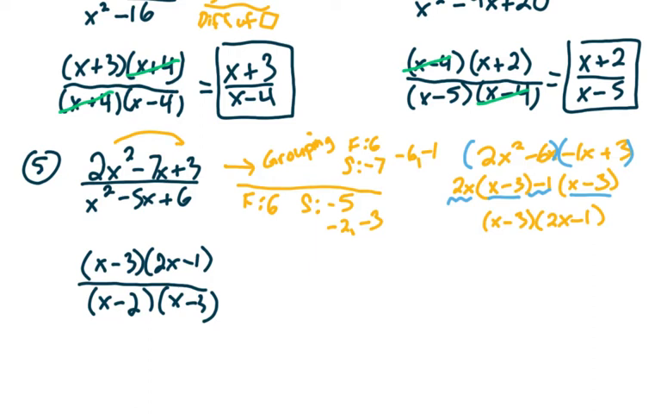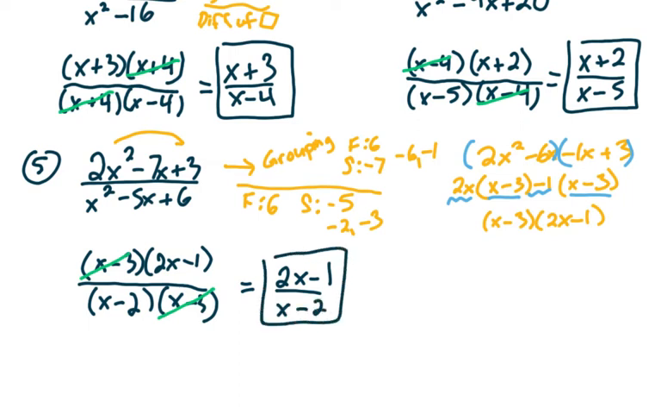And then we look to reduce, so the x minus 3's can cancel out because I have one on the numerator and one on the denominator. So I'm left with a 2x minus 1 over x minus 2. All right, and so now we're going to move on to multiplying these together.